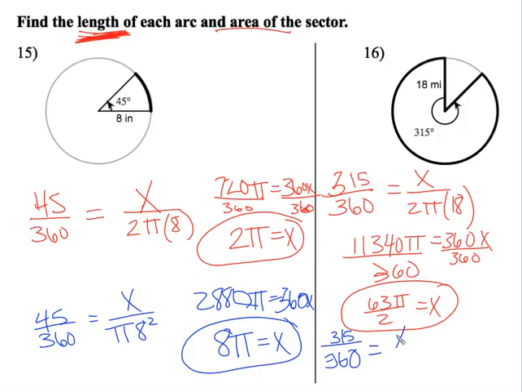Equals x over pi and then 18 squared. I'm really not going to write all this one because my pen is making me mad. So 18 squared. Oh, I messed up. Sorry, I typed it wrong. 18 squared, 324 times 315. And that with pi equals 360x, divide by 360, and you get 283.5.